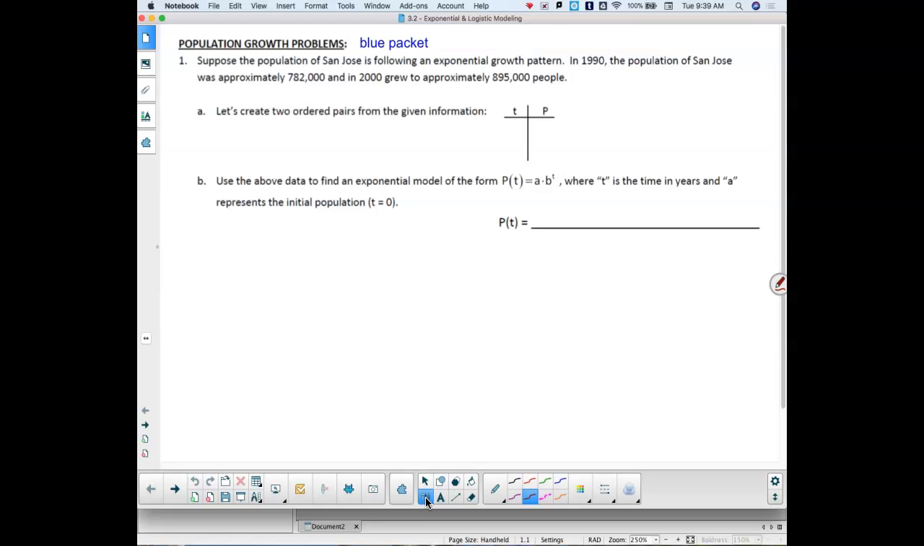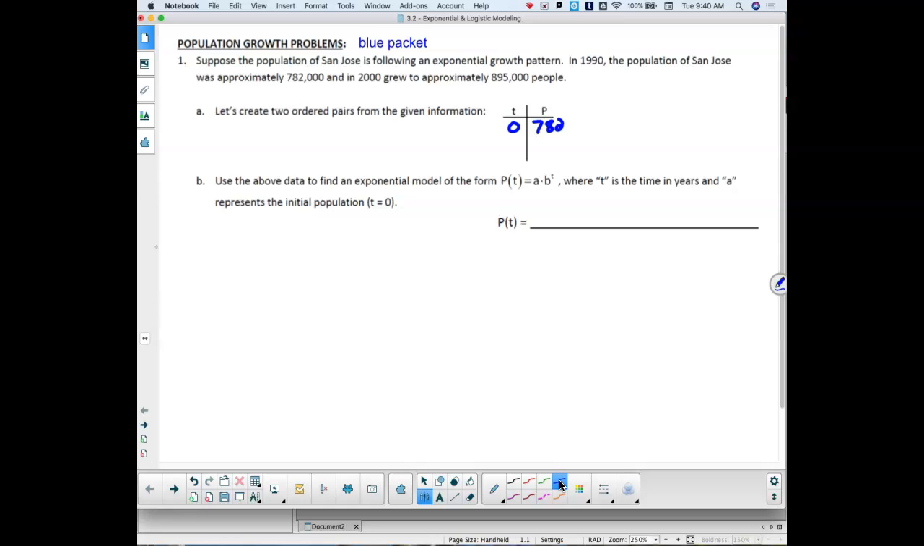Because we're going to use 1990 as a starting point. And then I said 782 because I didn't want to write out 782,000. Okay, right? So looking down this page in your blue packet, side note, we're going to be in your blue packet today for this first page, and then we're going to be just in regular notes after that.